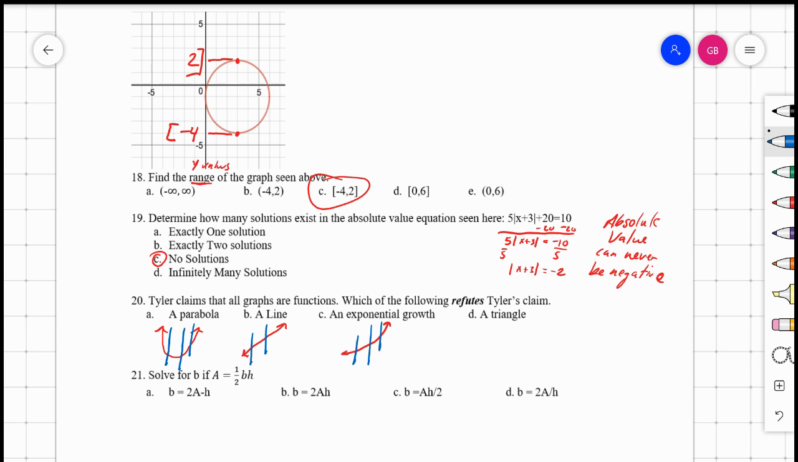But a triangle, if your graph is a triangle, you see how it could touch it twice. So not all graphs are functions. So the one that refutes Tyler's claim is going to be option D.